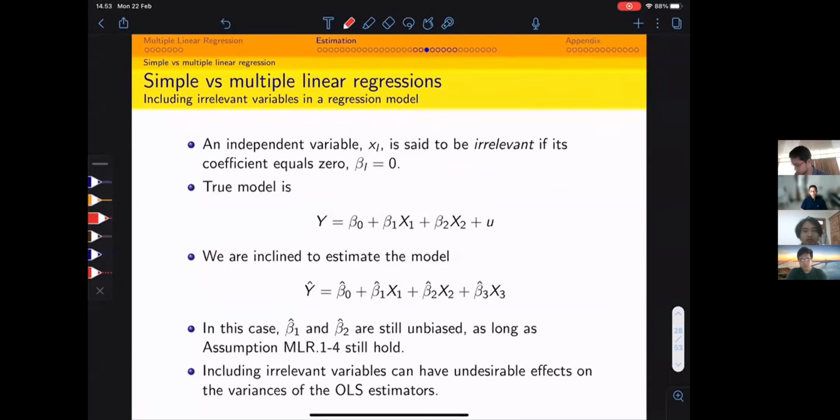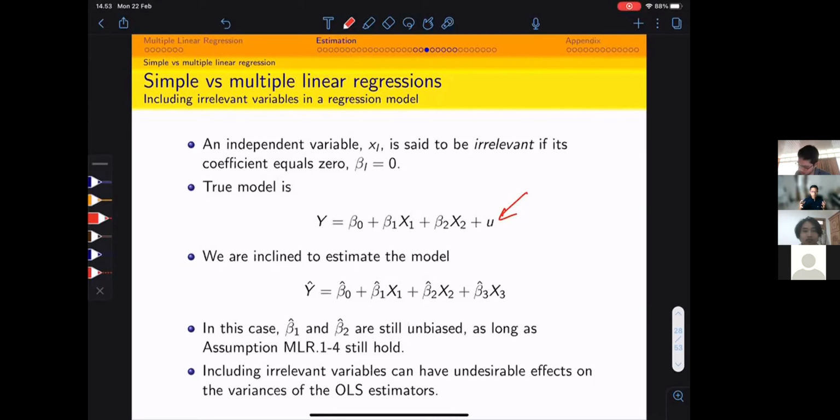Suppose that we have an independent variable, and that independent variable is irrelevant. An independent variable is irrelevant if its coefficient equals zero. That was the first case that we discussed in the previous slide. So the true model is the following. Do we know the true model? The answer is we don't know the true model, but suppose that this is the true model in the population.